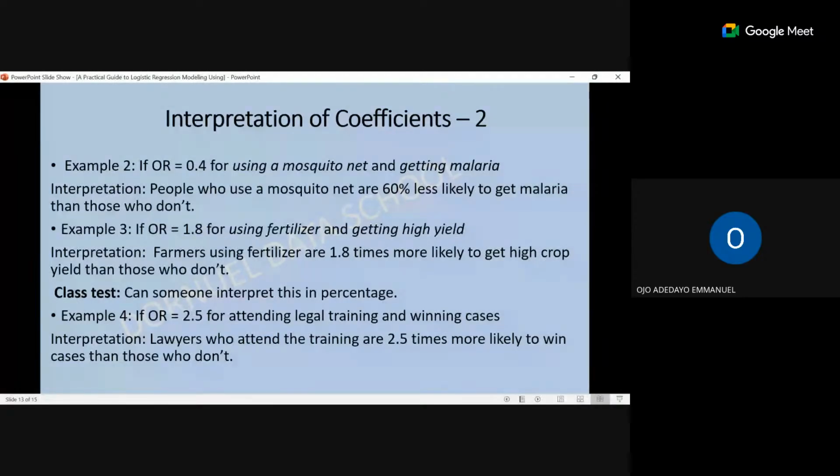So people who use mosquito nets are 60% less likely to get malaria than those who don't use them.